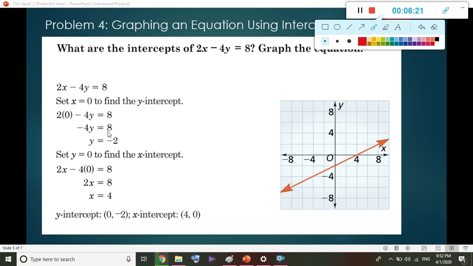So they found y as negative 2, that's right. We got (0, -2). And then they found x as 4, that's right, (4, 0). Then they just plot these two numbers. It's going to be (0, -2), which is over here. The point is going to be over here. And (4, 0), the point is going to be over here. So they just plot them and then drew a line through them. That's right. That's what we got. Okay.